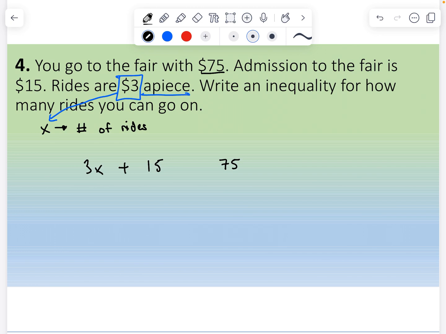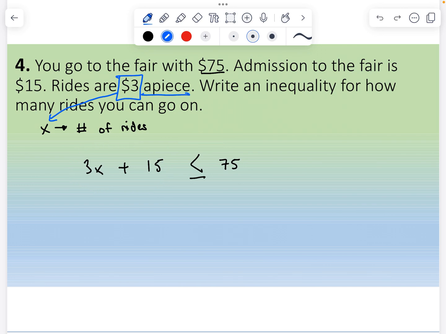Now this is where it gets tricky. You have to determine if it's a greater than or less than. Well, if 75 bucks is the most that I can pay, that means it would be the most I can spend, meaning that I can only spend less than or equal to that amount. So it would be a less than or equal to symbol, where this amount should be less than or equal to this one. I can't spend over 75.